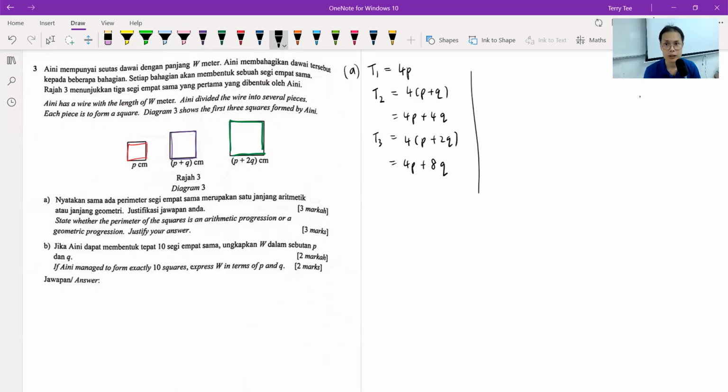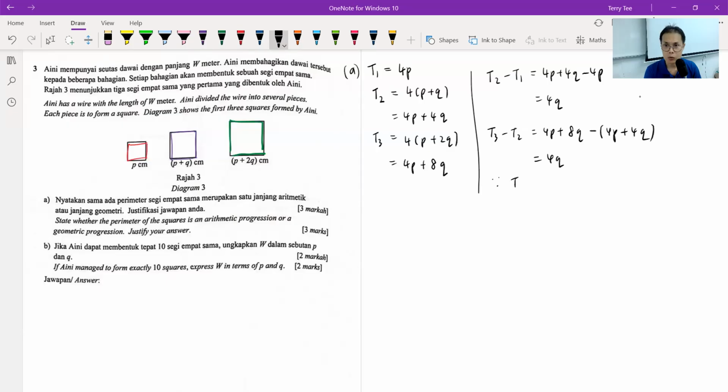So I'm going to write over here that my T2 minus T1 in this case is 4p plus 4q minus 4p, which gives us 4q. And T3 minus T2 is 4p plus 8q minus (4p plus 4q). The 4p minus 4p disappear. The 8q minus 4q is 4q.